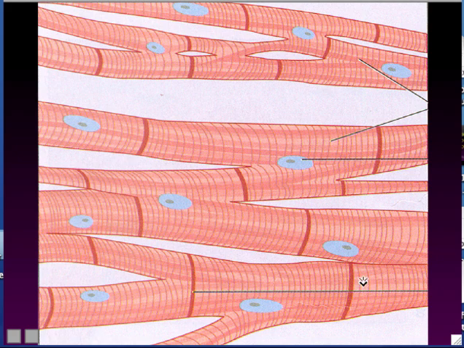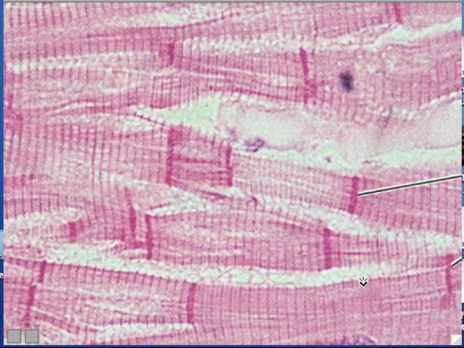Now this is the artist's rendition. The photograph is a little harder to interpret, but I think you'll see it. Here it is. So, for instance, here is one cardiac muscle cell, and you can see the striations from the actin and myosin inside of it, but at each end you see a kind of darker line. Those are the intercalated discs at its tip that connect it to its neighboring cardiac muscle cells.